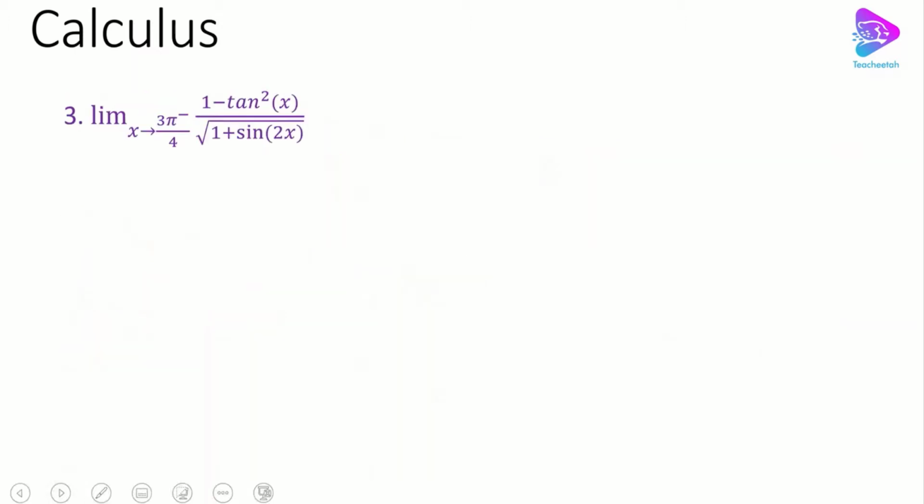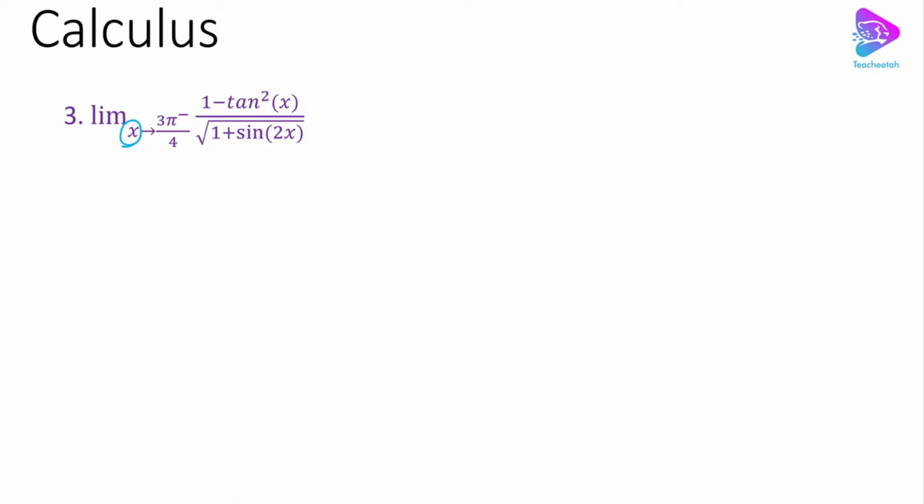Okay, let's look at the third example. This one is very interesting. We have 1 minus tan squared of x over the square root of 1 plus sine 2x, and x is approaching 3 pi over 4 from the left side. Okay, so the first step for solving this problem, again similar to any other limit problem, is to plug in the thing that we are approaching. So what we are approaching in here is x to 3 pi over 4 from the left side.